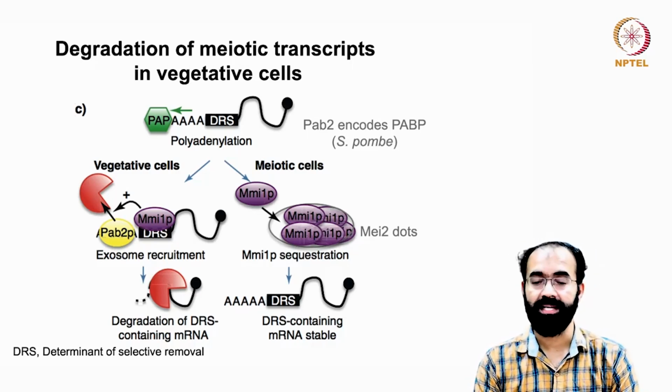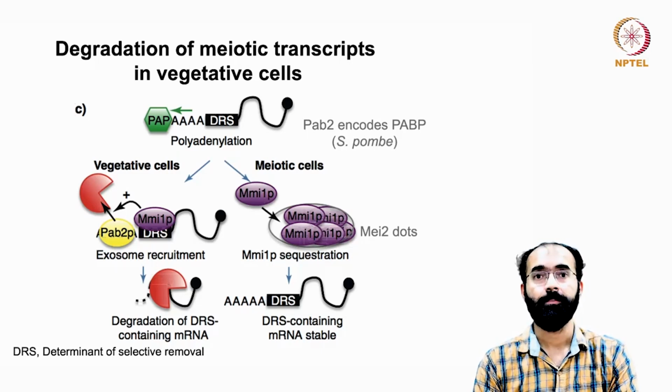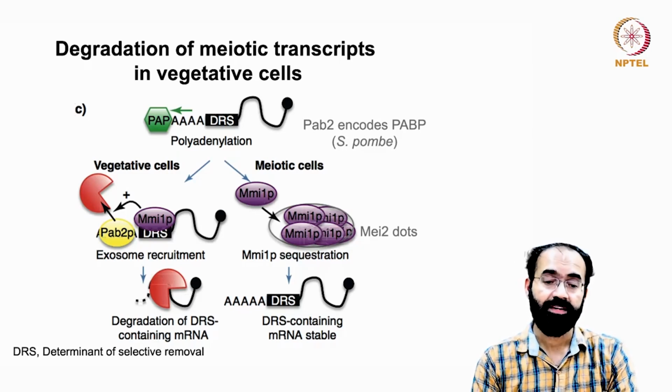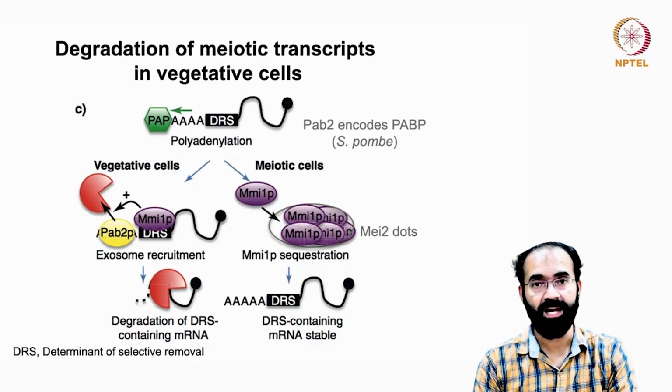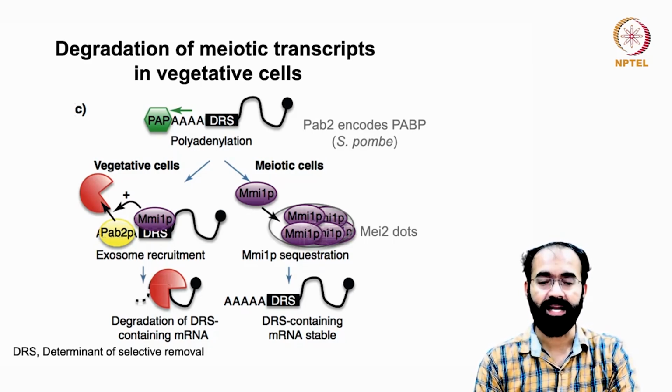So, the interesting thing to note is that DRS containing RNA are useful in the maintenance of meiotic status. What we should understand is, if DRS containing RNA are degraded in the vegetative phase, there is no loss occurring to the vegetative cell. And if DRS containing RNA are stabilized in the meiotic cell, those RNA produce proteins required for the meiosis of the organism. So in both cases it is a win-win situation. The vegetative cell finds this DRS containing RNA a nuisance, whereas the meiotic cell finds it a blessing. This is what you should keep in mind.